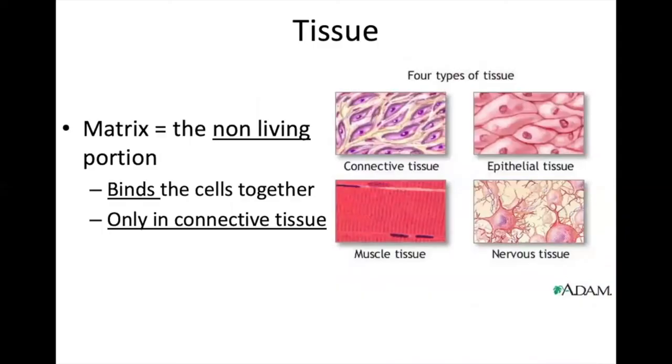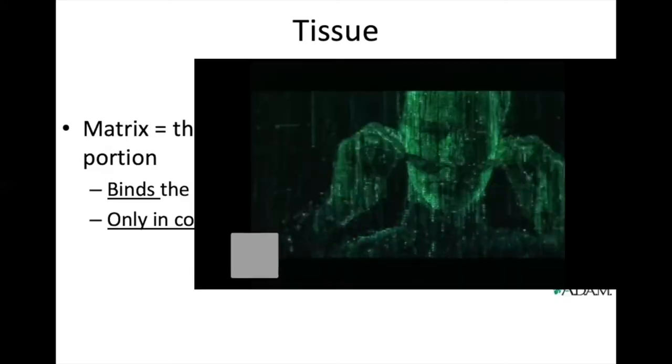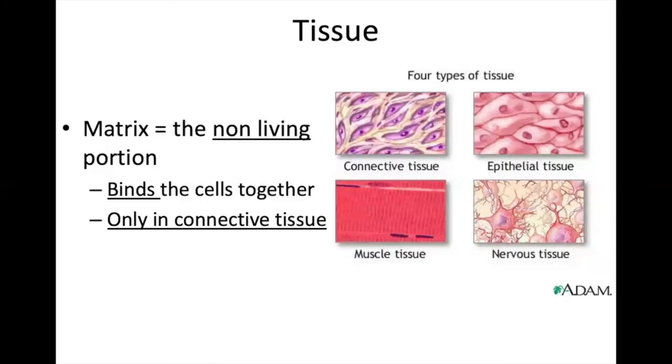I said there were 2 things to worry about, the cells and the matrix. So the question is, what is the matrix? Well, the matrix, if the cells are the living portion, the matrix is the non-living portion. It's glue. It is biological glue that is holding your living cells together. Right?